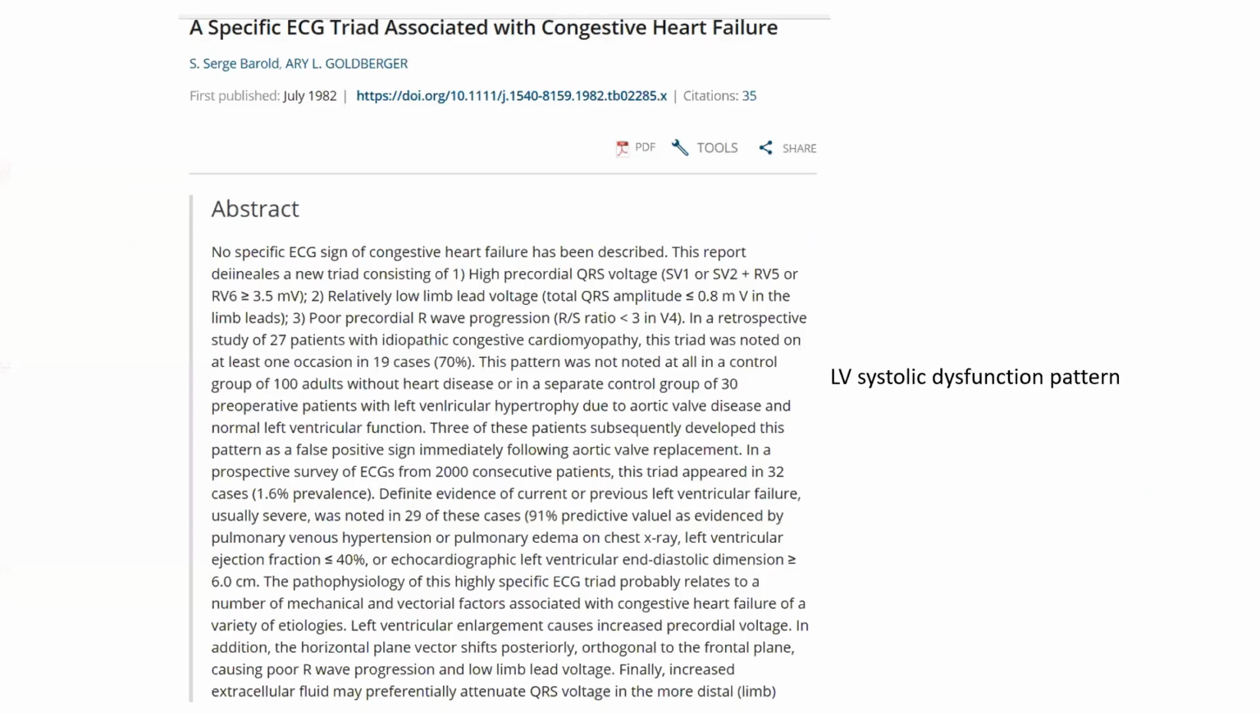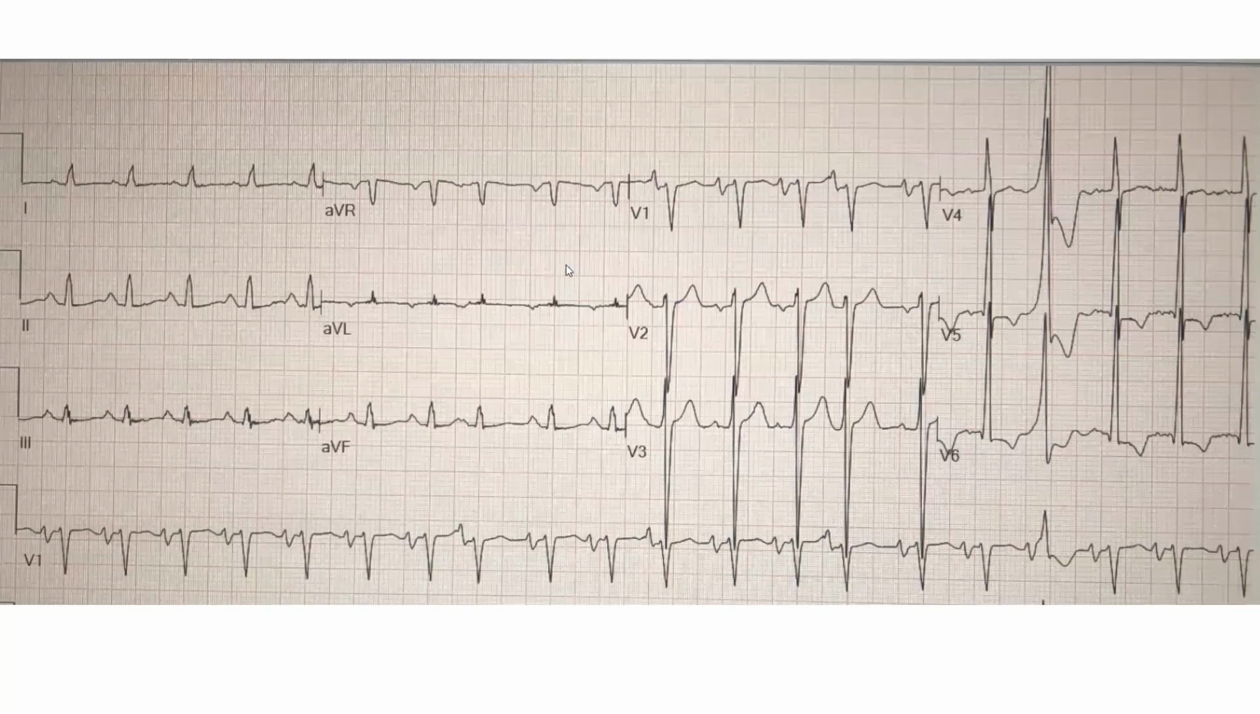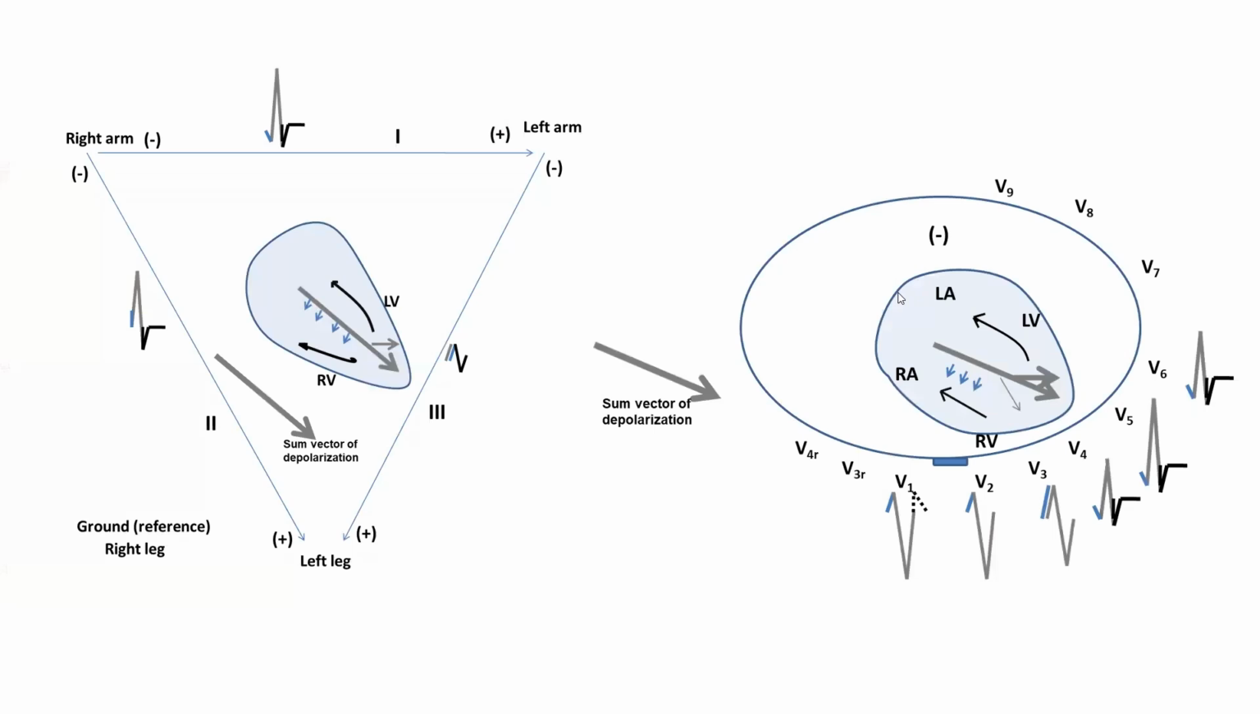I want to explain that Goldberger criteria. I mean, why do you have high voltage in precordial leads, low voltage in the limb leads? When you have a dilated heart, the muscle becomes close to the surface, to the ribs, and therefore to those precordial leads. So you get high voltage in those precordial leads.